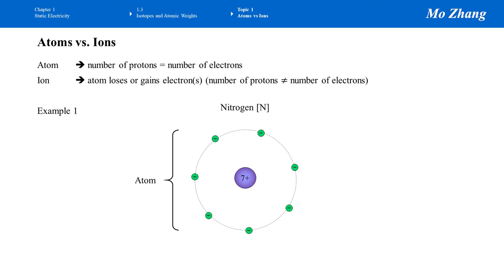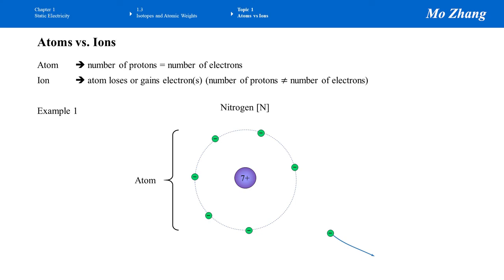Now let's try to remove 1 electron from this nitrogen atom. We can either shine some laser beam onto this electron, let it energize and vibrate so it can eventually leave the system, or we can apply some heat. Again, this electron is going to vibrate until it reaches a point and leaves the system. Now 1 electron has left the system and 6 electrons remain.